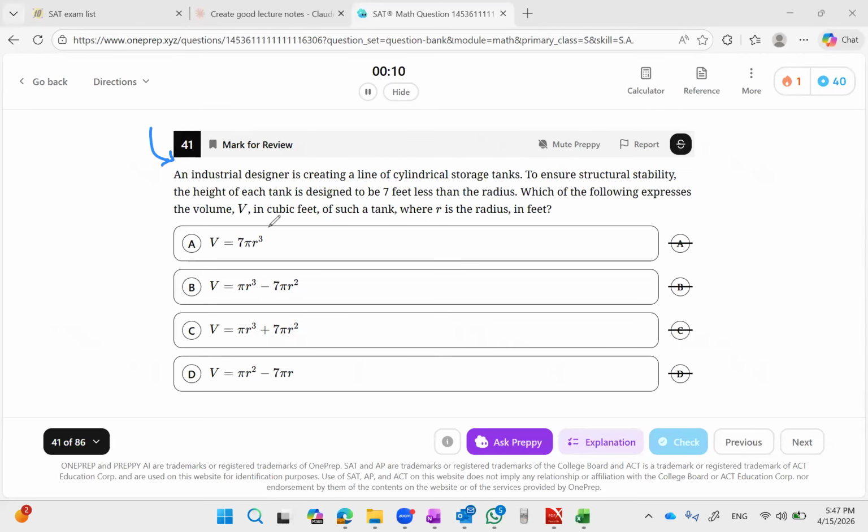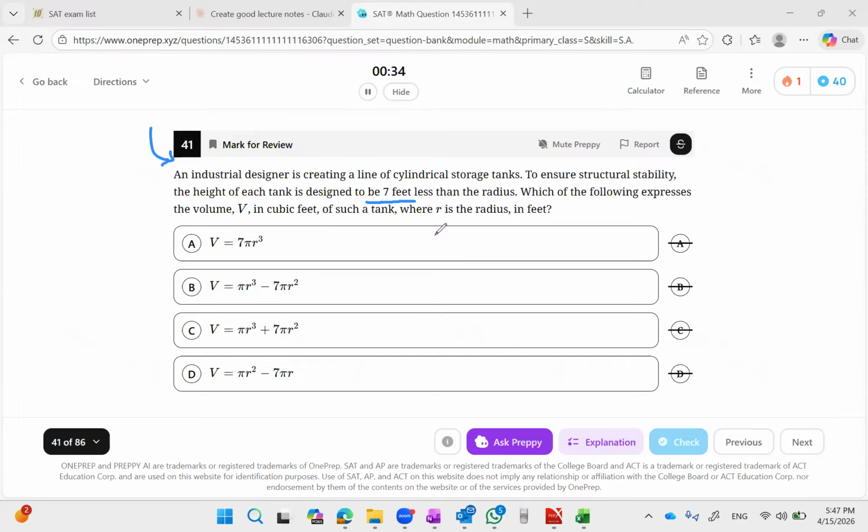Okay. An industrial designer is creating a line of cylindrical storage tanks. To ensure structural stability, the height of each tank is designed to be 7 feet less than the radius. Which of the following expresses the volume V in cubic feet of such a tank, where r is the radius in feet?